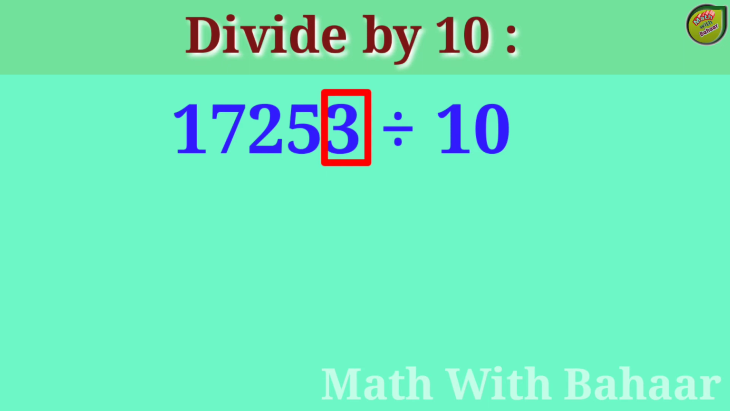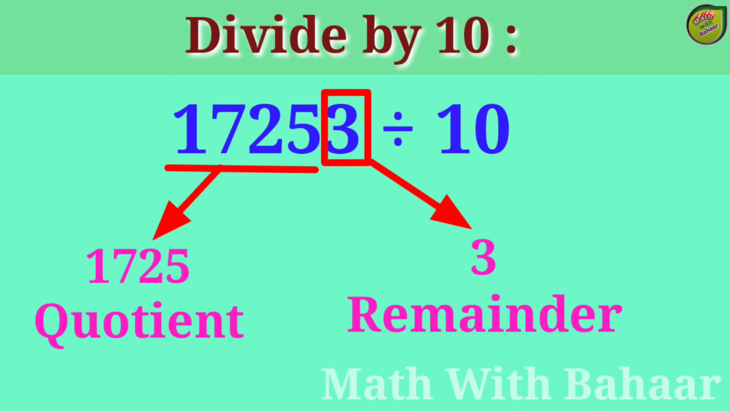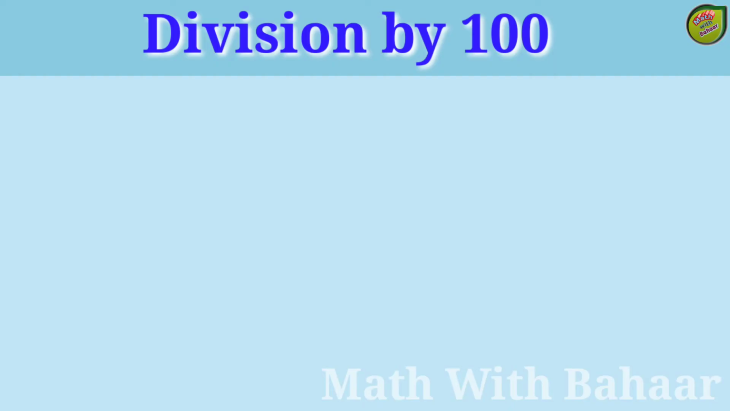So if we separate one number, that is 3, the remaining number will be 1725. That is, 1725 will be considered as the quotient, and the number in the box will be considered as the remainder, which is equal to 3. By using the same method, let us try to understand the division by 100 without performing the actual division method.